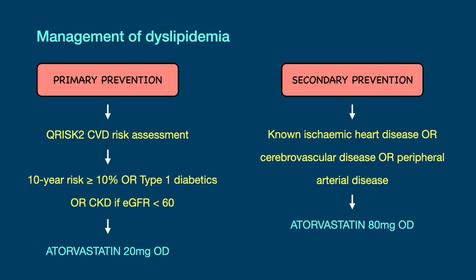The management of dyslipidemia is largely divided into primary prevention and secondary prevention. For primary prevention, a systematic strategy should be used to identify people aged over 40 years who are likely to be at risk of cardiovascular disease, defined as a 10-year risk of 10% or greater. NICE recommends we use the QRISK2 cardiovascular disease risk assessment tool for patients aged less than 84 years.